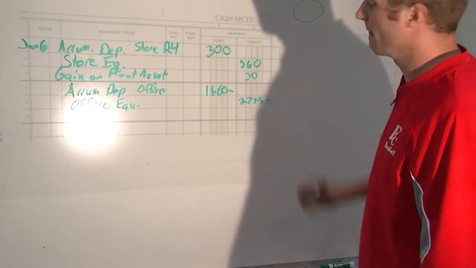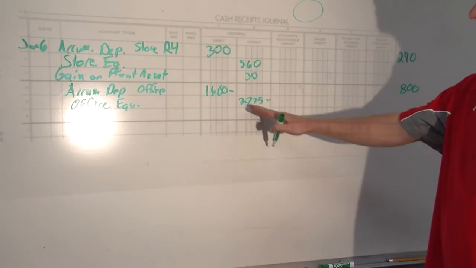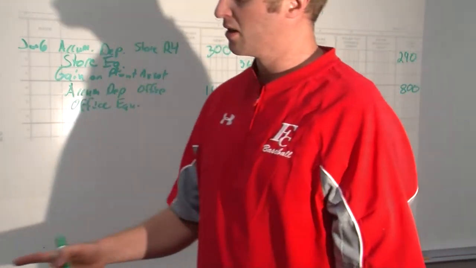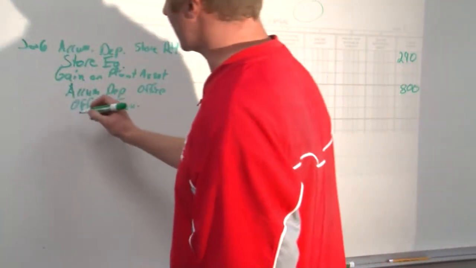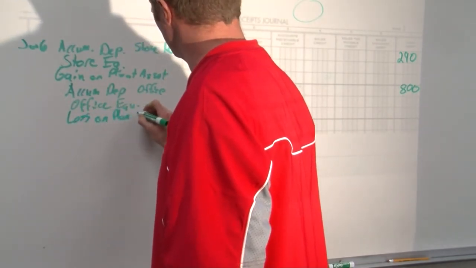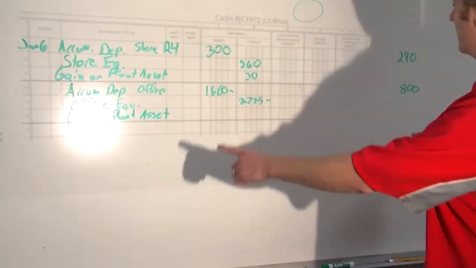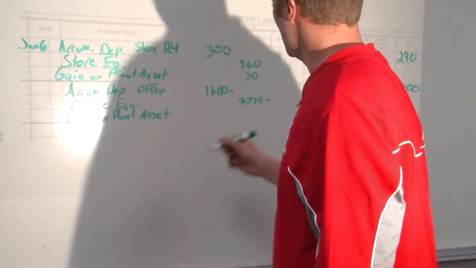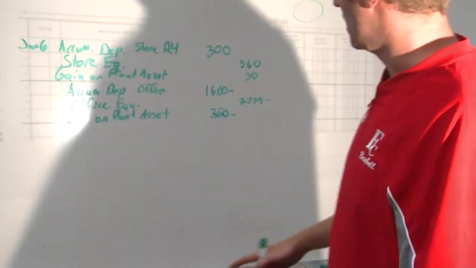Okay, so technically, we need to figure out how we did here, okay? So do your math on it. When you do your math, debits and credits, you'll see that we are short $350. So we actually have a loss on plant asset. Look at that. Okay? So when you add your debits and credits up, we are short $350. So therefore, we lost that amount of money. We can write that off on taxes.